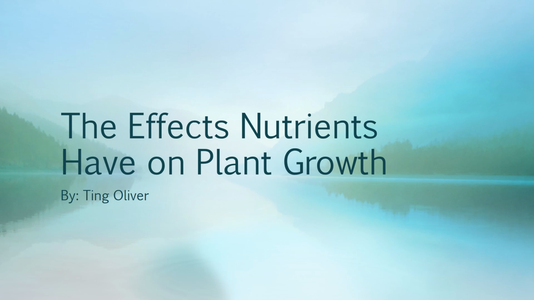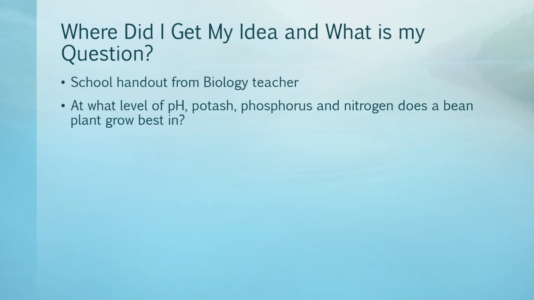Hi, my name is Ting Oliver and this is my project, The Effects Nutrients Have on Plant Growth. I originally came across the idea from a packet that my teacher sent me, and it contained ideas of science projects, but I changed the idea to be more specified. The question of this project is, at what level of pH, potash, phosphorus, and nitrogen does a bean plant grow best in?